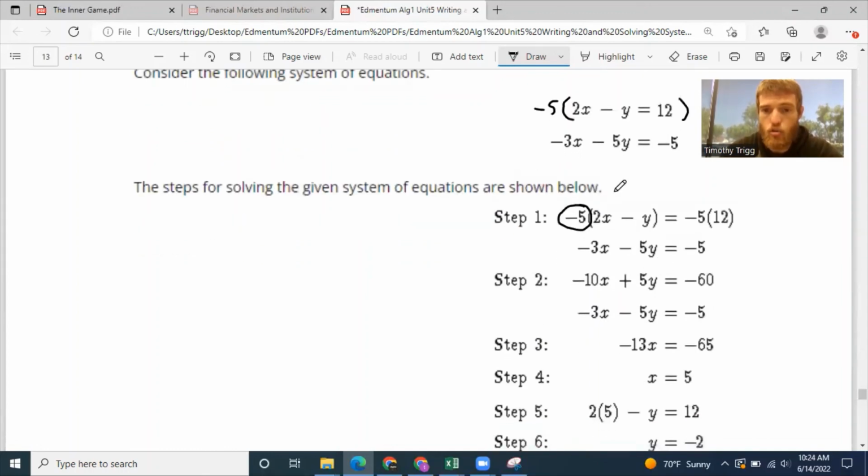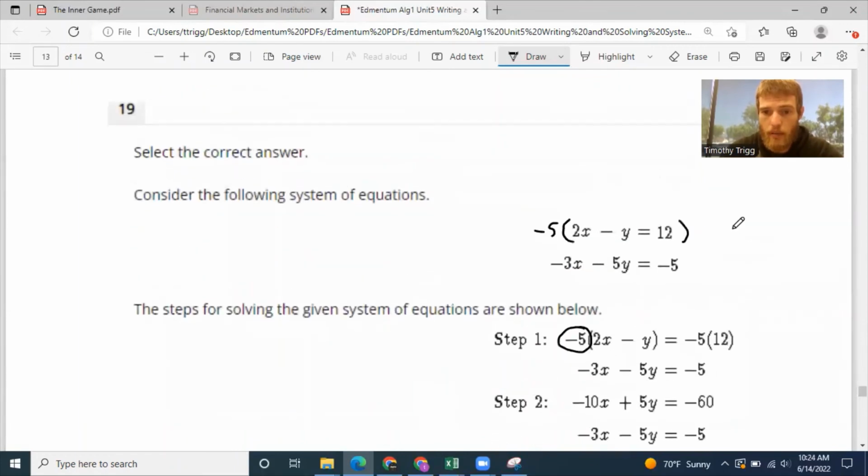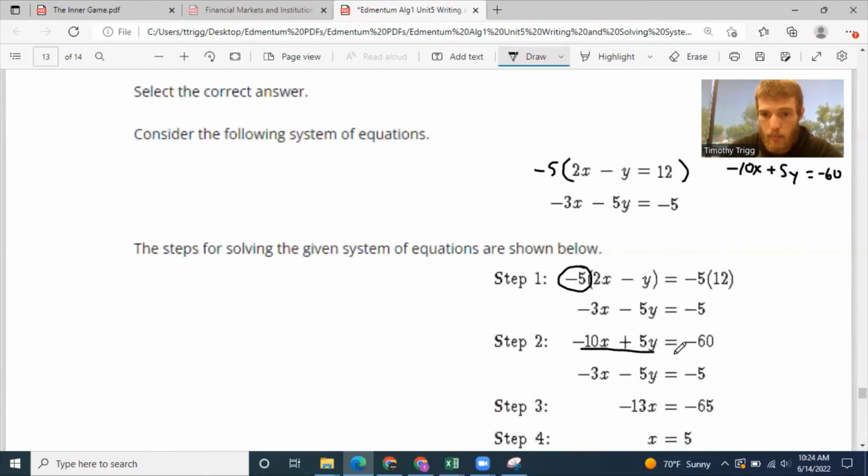And then they distributed that negative 5. So that gave them the negative 10x plus 5y equals negative 60. Okay, negative 10x plus 5y equals negative 60. So that looks correct. The bottom equation gets rewritten. It has no need to change. So negative 3x minus 5y equals negative 5.